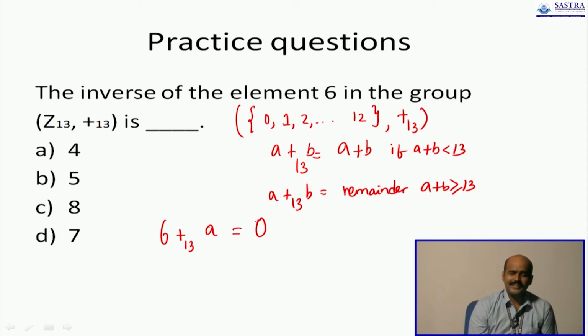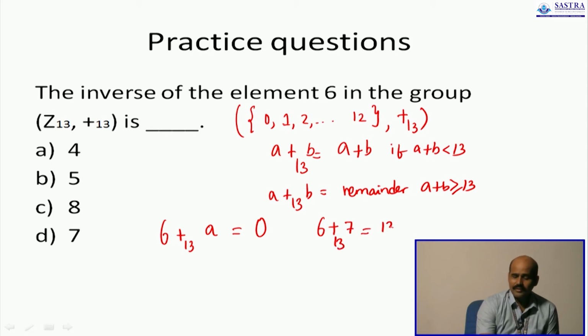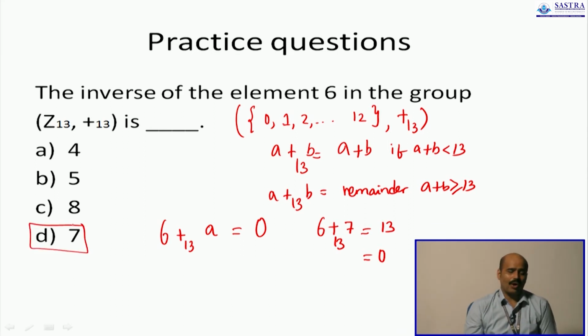Now 6 with 1 is 7, 6 with 2 is 8, 6 with 3 is 9, 6 with 4 is 10, 6 with 5 is 11, 6 with 6 is 12, 6 with 7, that is what we are looking for. Remember that 6 and 7 actually give us 13, and when you divide 13 by 13 the remainder is 0. Therefore the inverse is 7. It cannot be 4 because 6 and 4 do not give you 0, 6 and 4 give you 10. It can't be 5, 6 and 5 give you 11, which is not 13, which is not 0. 6 and 8 give you 14, and 14 is actually 1.